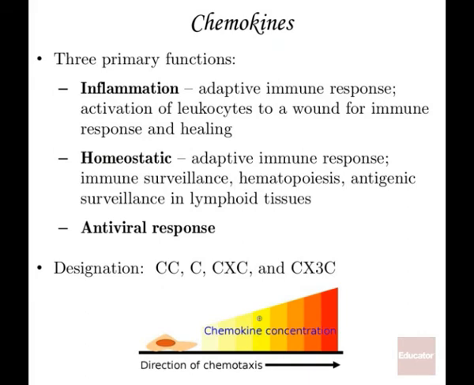So there are three functions of chemokines. They launch inflammation. They activate leukocytes to a wound for immune response and healing. They're homeostatic, so they operate in immune surveillance, hematopoiesis, and antigenic surveillance in lymphoid tissue, and they can also launch an antiviral response. They have various letter type designations, and these are meant to indicate the chemokines in relationship to how they function.